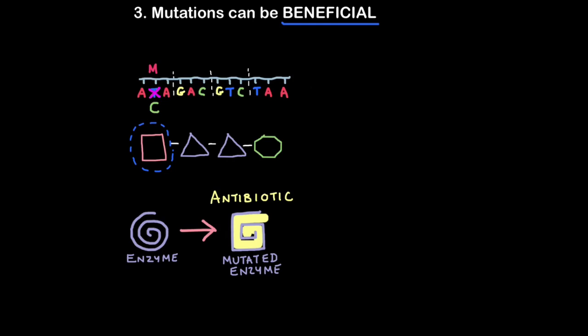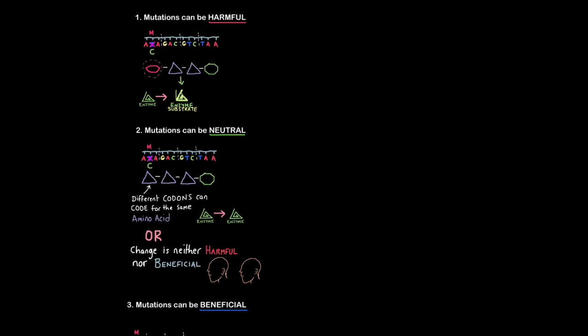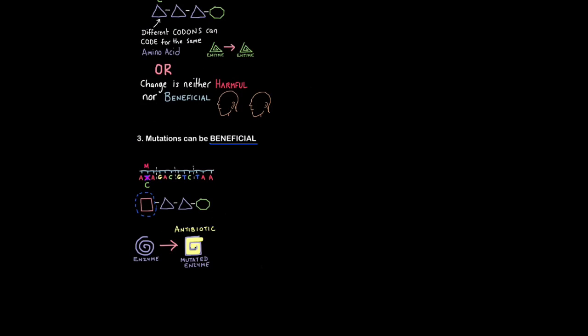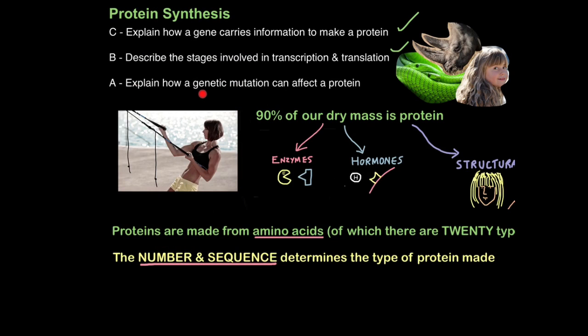So it will increase the chance of the bacteria surviving and passing on this gene to the next generation of bacteria. So remember that mutations can be harmful by changing the shape of a protein so it no longer functions. They can be neutral by having no overall effect on the protein coded for, and they can be beneficial by changing the shape of a protein so it can now perform a function it couldn't before. And that is how you explain how a genetic mutation can affect a protein.